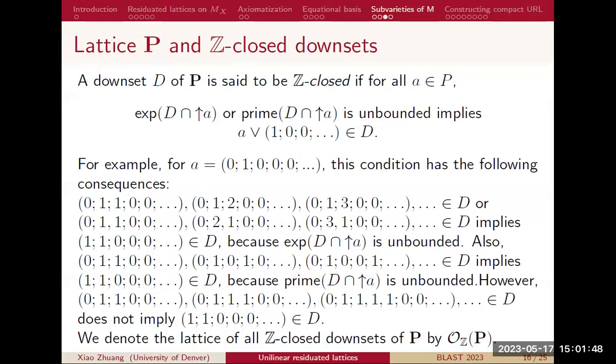And we denote the lattice of such Z-closed downset, use this old notation. And let me give you the motivation. Why do we want to introduce such Z-closed downset and such lattice P? Because in our proof, we found out that to show the subvariety of the variety CMG, it's very close. It's close to the representation of the finitely generated abelian groups.